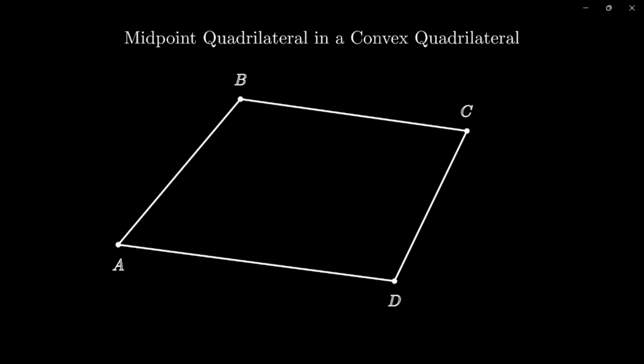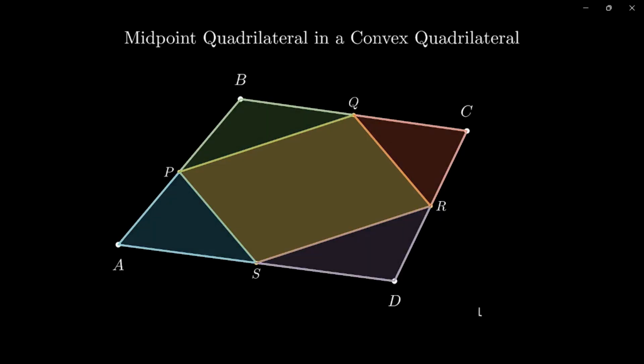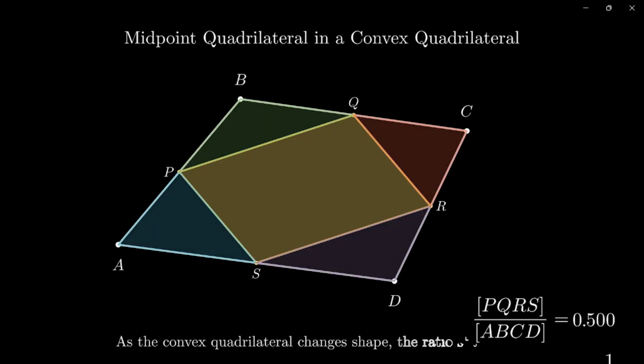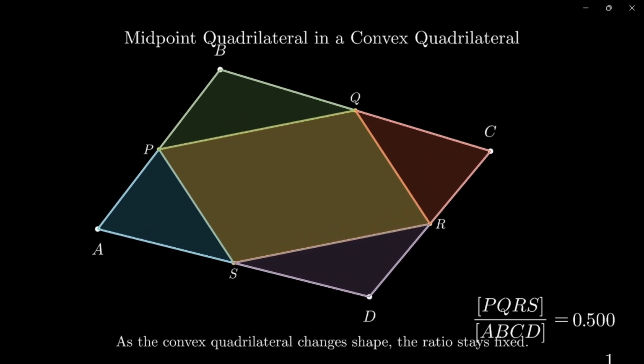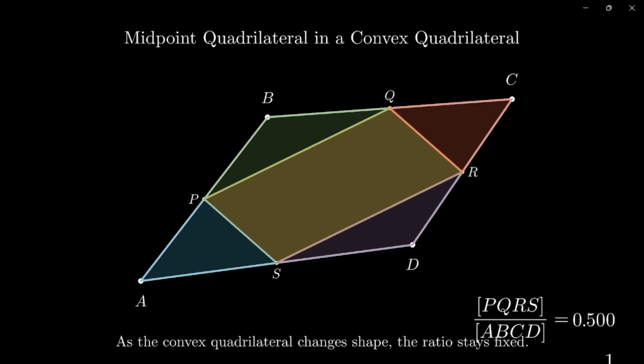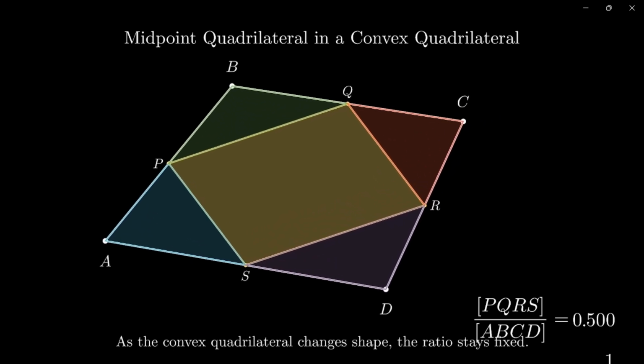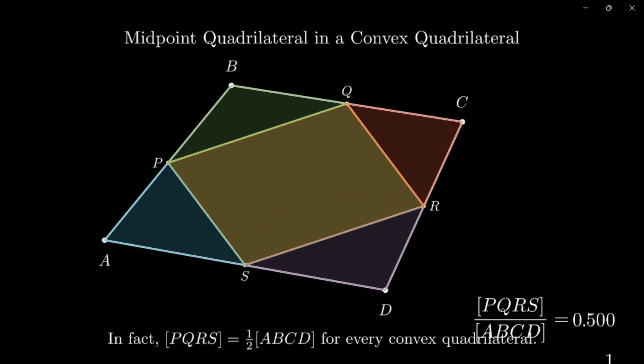So we have our quadrilateral, and then we're going to form our midpoint quadrilateral like so, and we have the area of our 4 triangles. And this ratio always turns out to be true, right? So the area of the midpoint quadrilateral is always half the area of the total quadrilateral. As you can see, we're changing the shape of that quadrilateral, but the ratio isn't changing. And that's what we've basically just proven, which is quite neat.